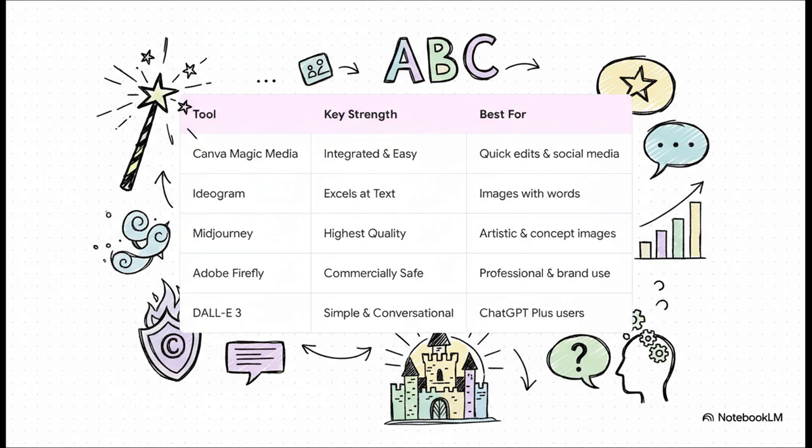If you're already a Canva user, their Magic Media is a total no-brainer for speed and ease. Now, if you need to put words inside your image and have them look good, Ideogram is your best bet, hands down. For just jaw-dropping artistic quality, Midjourney is still king. If you're doing this for work and need it to be commercially safe, Adobe Firefly is built for that. And hey, if you've got ChatGPT+, DALL-E 3 is super easy and conversational to use.